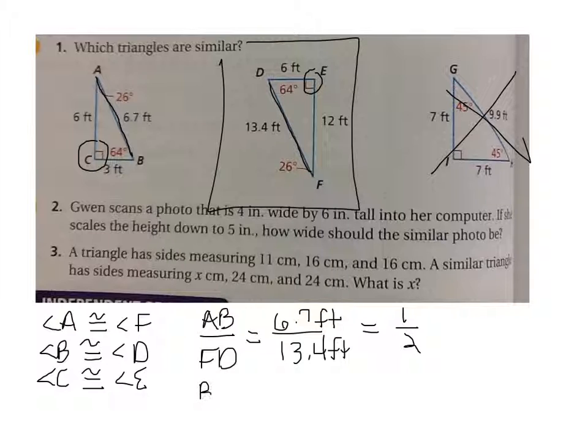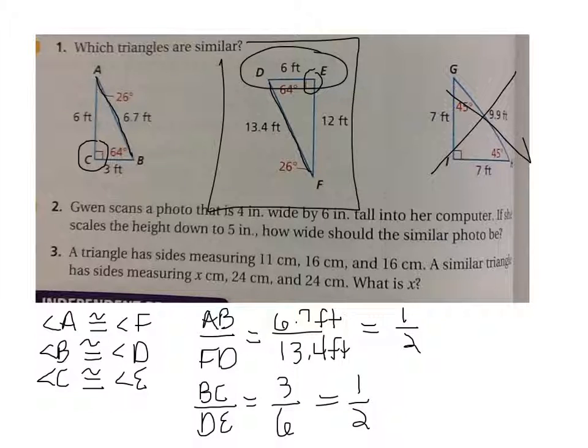Let's do side length BC, which should be proportional. We're checking to which one? DE, this one right here, because if you rotated it around, that's what would line up with it. So you're going to say BC is 3, DE is 6. Does that reduce to half? Yes. So they're going to be proportional. You got to check the third one. AC is 6, and FD is 12, which is a half.